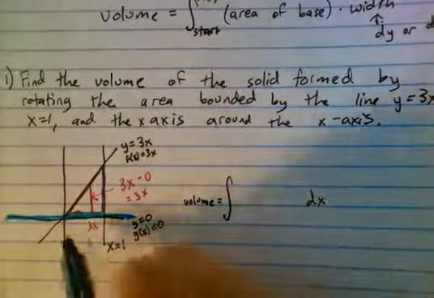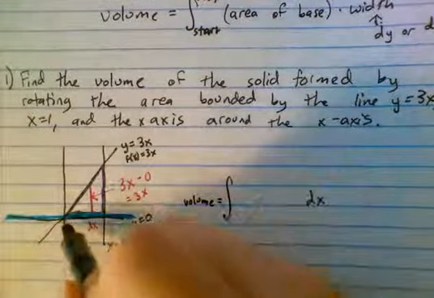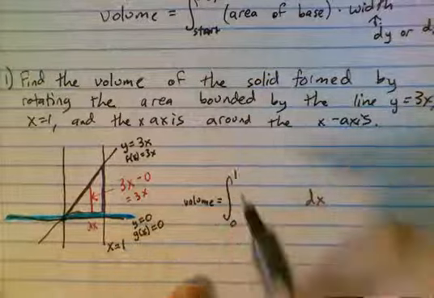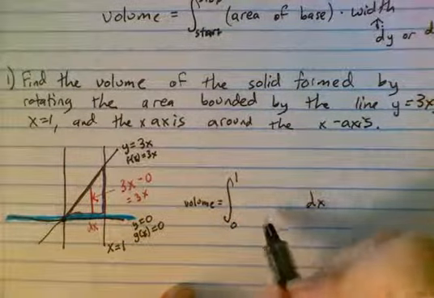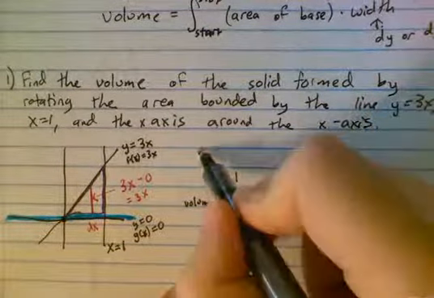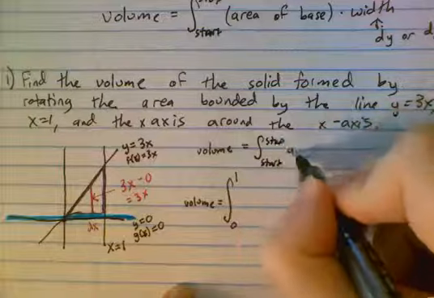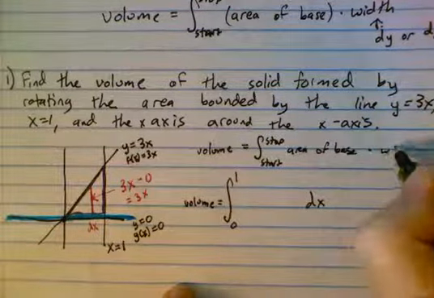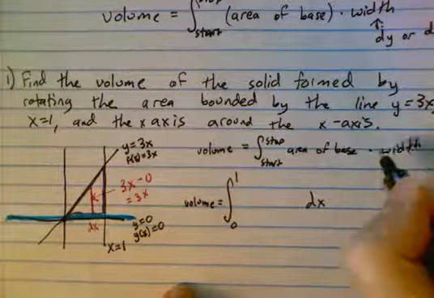That means my starting value has to be an x. This is where x is 0, we can see. This is where x is 1. And now all I have to do right here is figure out what's in start to stop, area of base times the width. Just have to figure out what's in the area of my base.